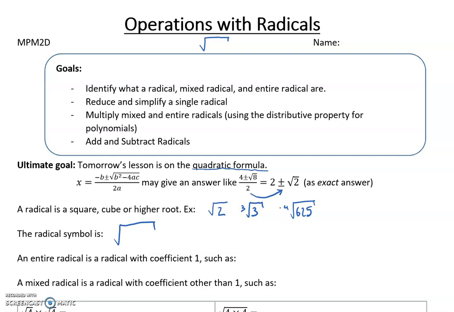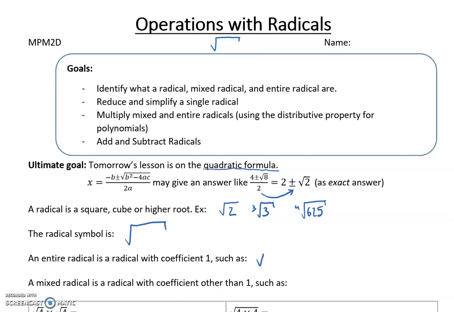An entire radical is a radical with coefficient 1. So for example, something like the square root of 25. There's no number in front of that. We could put a 1 there, but there is no number in front of that. A mixed radical is something like this. We might have 2 root 8. And 2 root 8, you have a whole number, and then you have a square root.